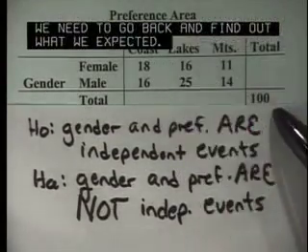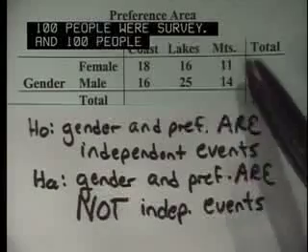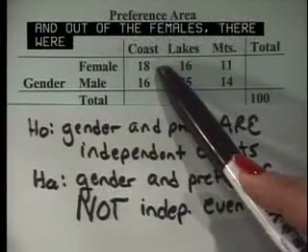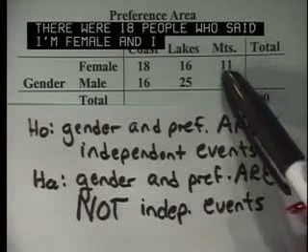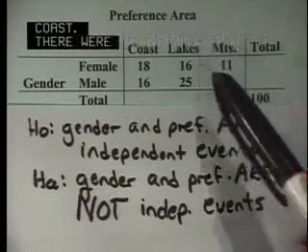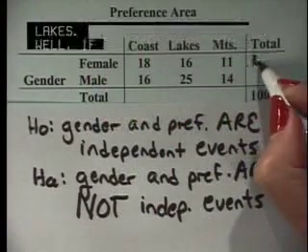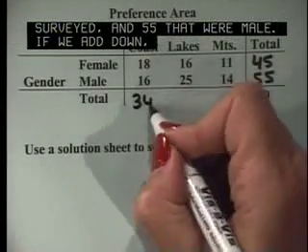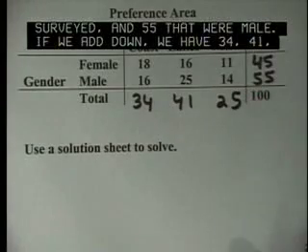This is the frequency. 100 people were surveyed, and out of the females, there were 18 people who said, I'm female and I prefer the coast. There were 16 people who said, I'm female and I prefer the lakes. If we add up all the females, there were 45 that were surveyed and 55 that were male. And if we add down, we have 34, 41, and 25 right over here.